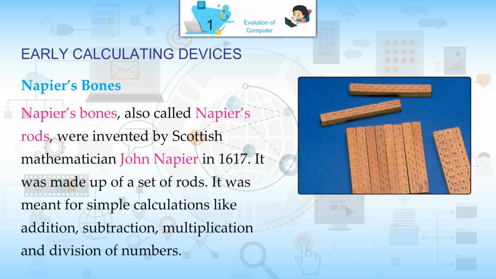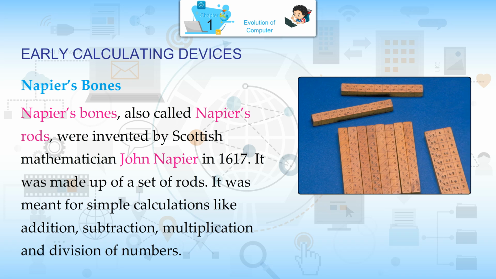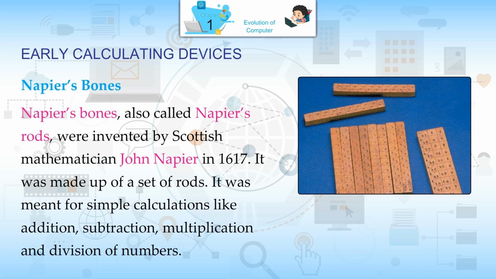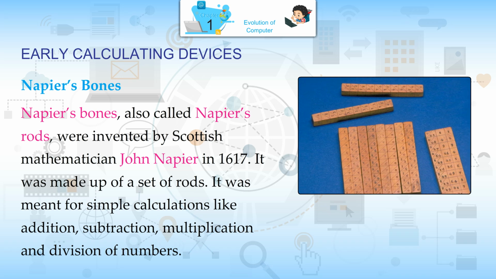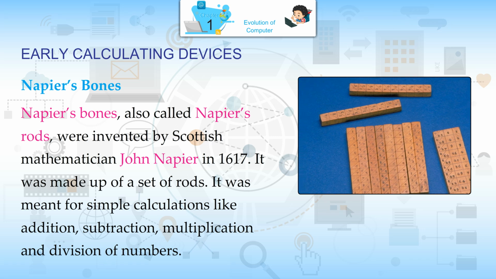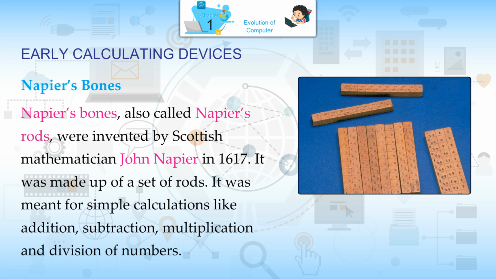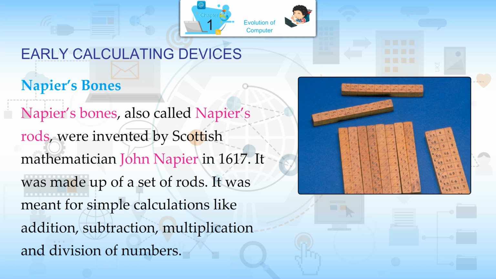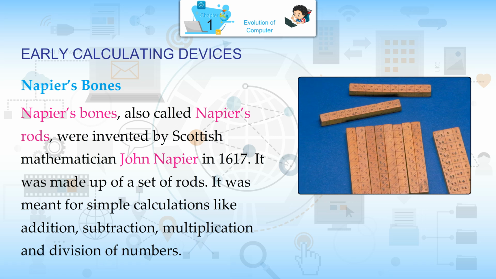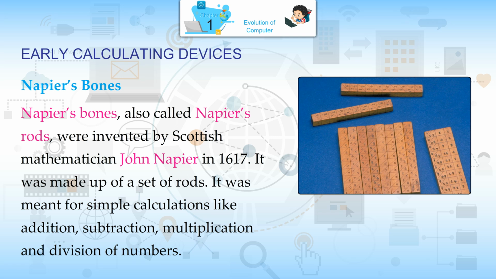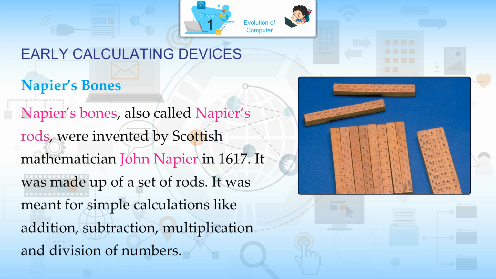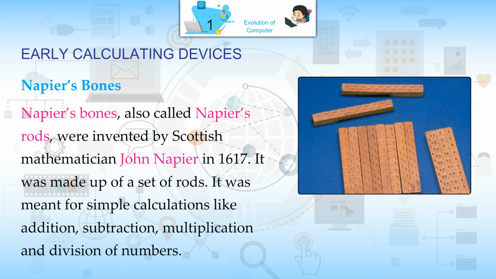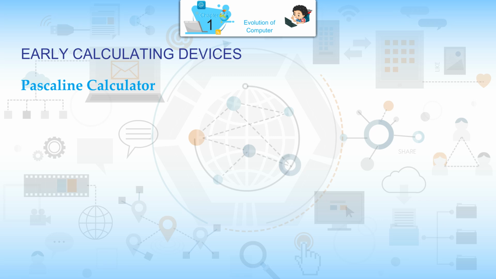Napier's bones. Napier's bones, also called Napier's rods, were invented by Scottish mathematician John Napier in 1617. It was made up of a set of rods. It was meant for simple calculations like addition, subtraction, multiplication and division of numbers.